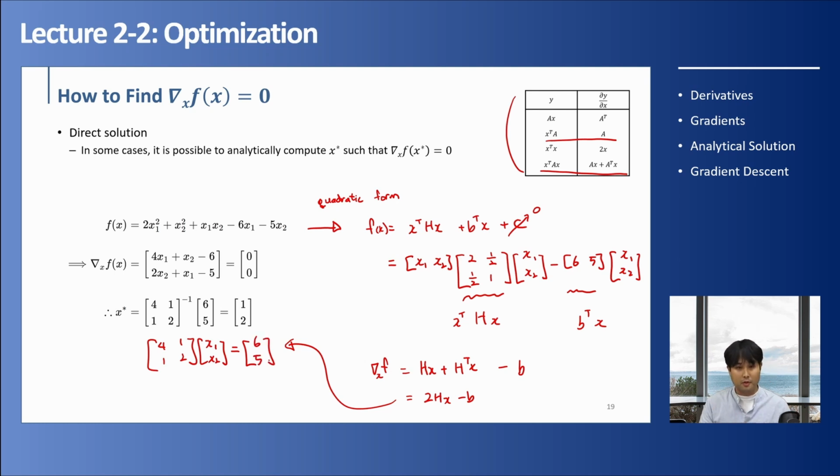And just like we did for the previous case, if we solve for the values of x1 and x2 by multiplying both sides with the inverse of this matrix, you'll notice that we end up with the same answer. So this is another way to find the optimal value analytically by using the quadratic form of the objective function. Now let's take a look at a couple other examples.